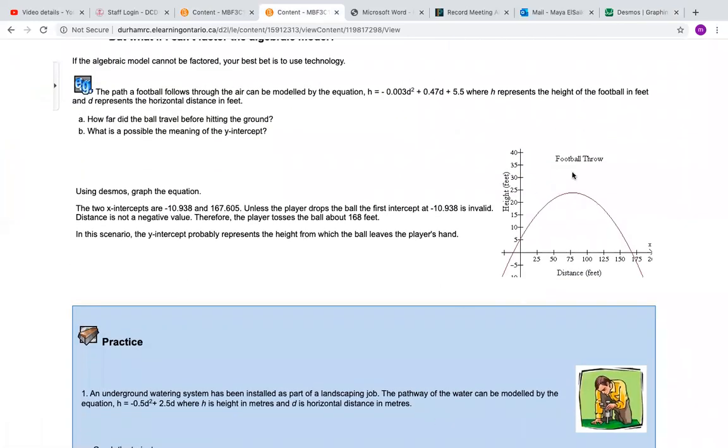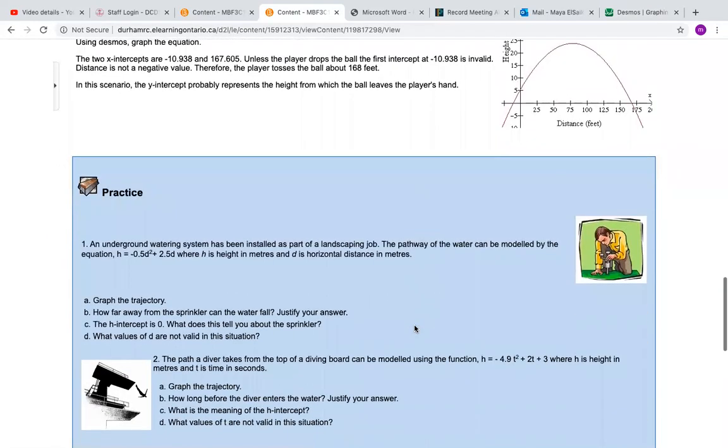So here's your football throw. You have the two zeros, but again, we're going to omit the negative because it's a negative distance for the ball. This is something that you can ignore. And we know that the ball was hit at 5.5. All right.